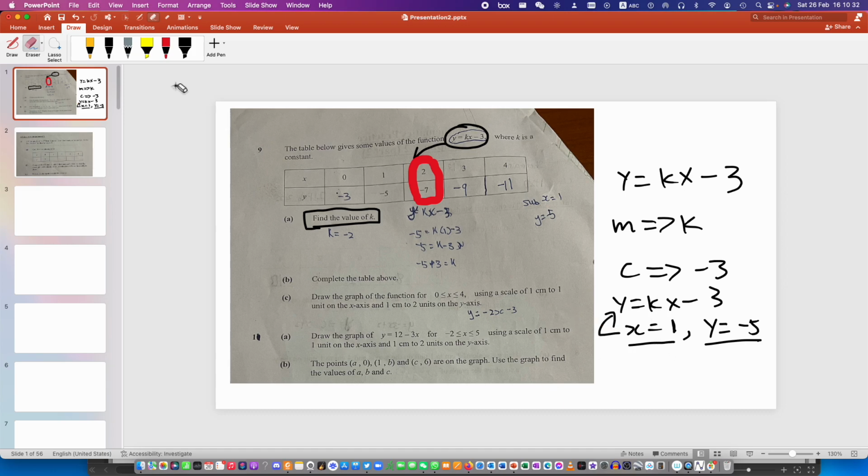So now I put it in. Y is equal to minus 5. Your y is here, right? So you replace your y with minus 5. What's your k? Don't know. What's your x? 1. Can you solve for k?